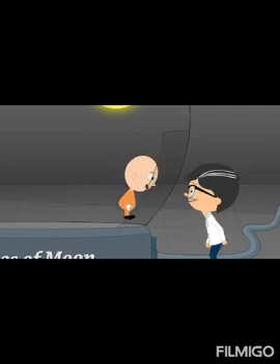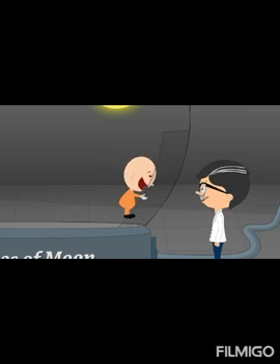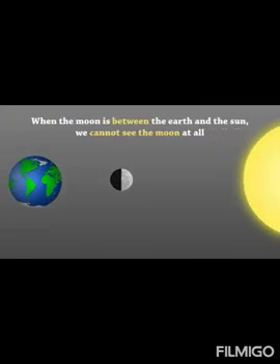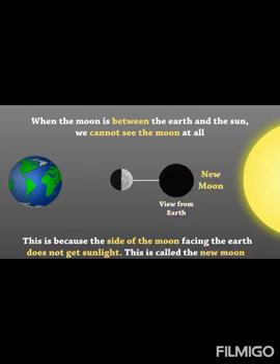Now students, what will happen if the moon comes in between the sun and the earth? When the moon is between the earth and the sun, we cannot see the moon at all. Why can we not see the moon at all? Because the side of the moon facing the earth does not get sunlight. Therefore, it is called a new moon.